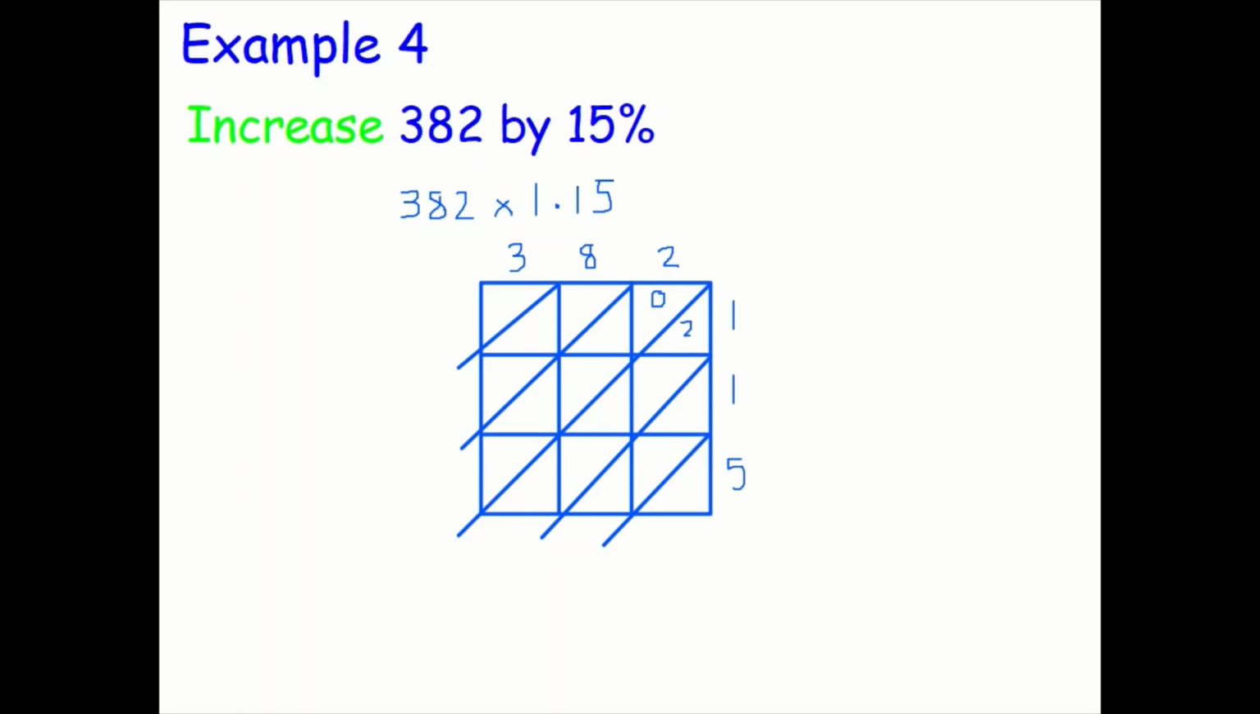Make that 2 a little bit more clear. 0, 2. Pen's got a mind of its own today. 0, 2. 2 times 5 is 10. 1 times 8 is 8. 1 times 8 is 8 again. And 8 times 5 is 40. 3 ones are 3. 3 ones are 3. And 3 fives are 15.